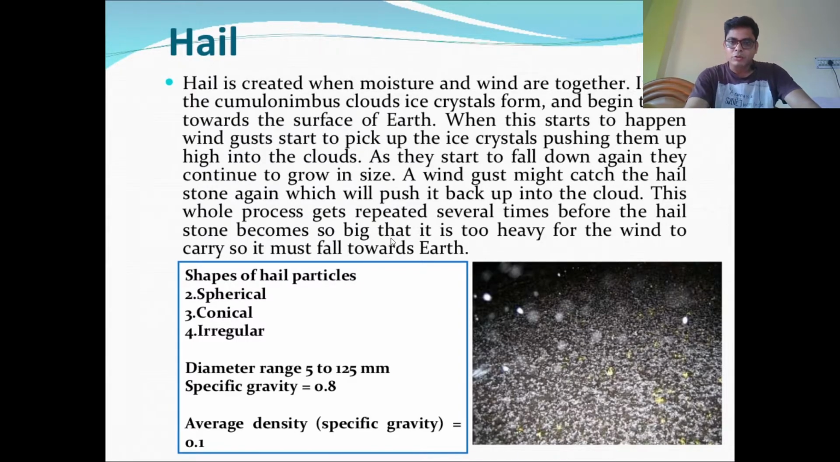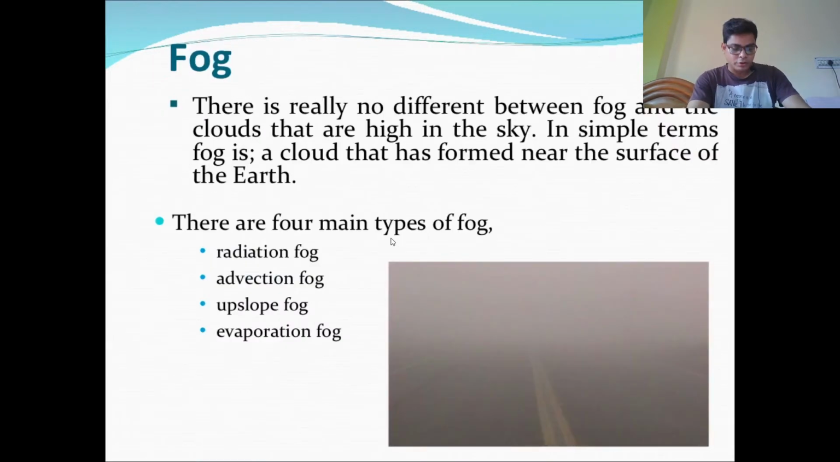These are the hail. So this is the solid. Okay, hail is a type of solid precipitation. Another type, perhaps you know, is the fog. Okay, fog, you can say there is no difference between the fog and the clouds.